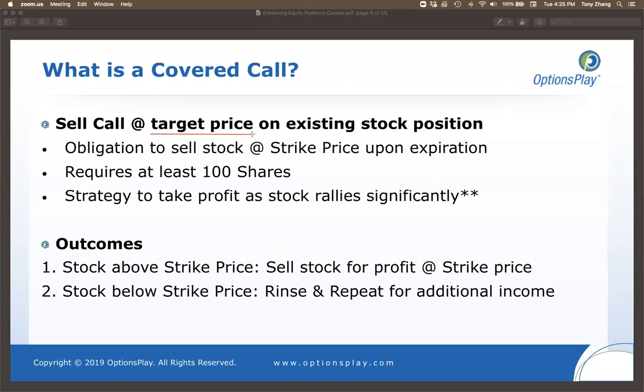When you're selling a put, you want to sell the put at the price that you want to purchase the stock at. But when you're selling a covered call, you want to sell it at the target price that you have on the stock. And again, we'll go through some examples to make this a little bit more concrete.